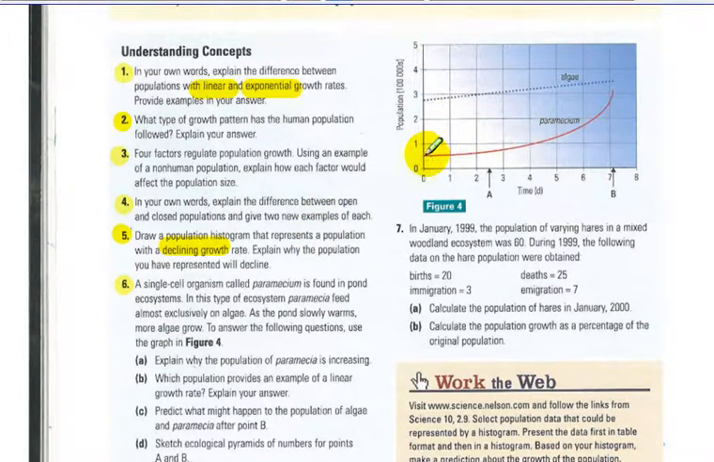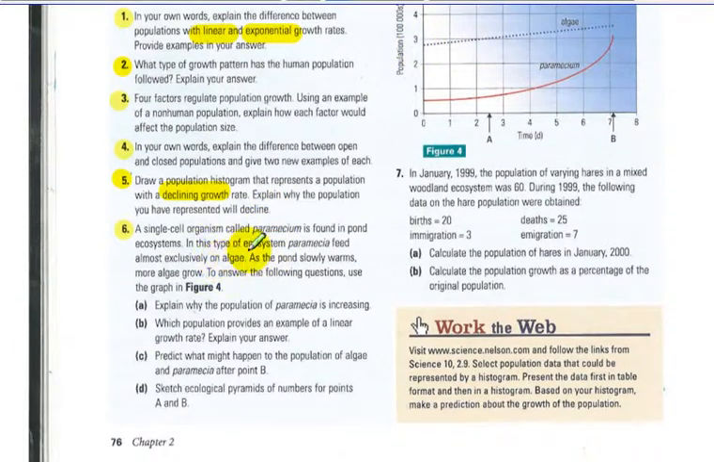It has a paramecium, a single-celled living organism, and something that it feeds on, algae. Paramecia feed on algae, so it's in a pond. As the pond slowly warms, more algae grow. Okay, and we can see that since paramecium eat algae, they're going to grow too, but look at how they're growing though. They're not growing at the same rate. As the pond slowly warms, more algae grows.